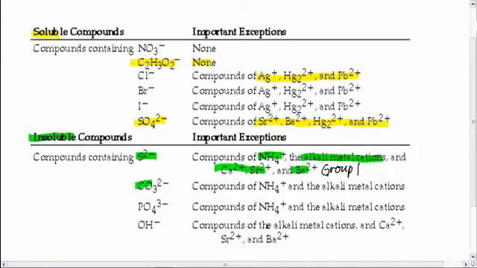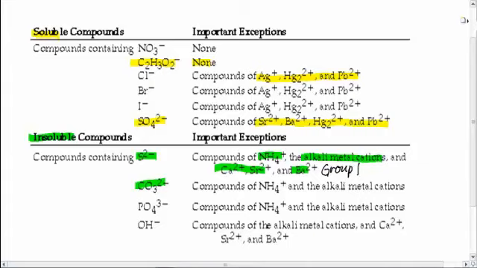Carbonate ion, insoluble unless it's with ammonia or group 1 metals, the alkali metal cations. Phosphate, insoluble unless it's with ammonia or the cations in group 1, the alkali metal cations. And hydroxide, again, unless it's with the alkali metal ions or calcium, strontium, or barium. We'll go over this chart more in class and do some examples working with that.